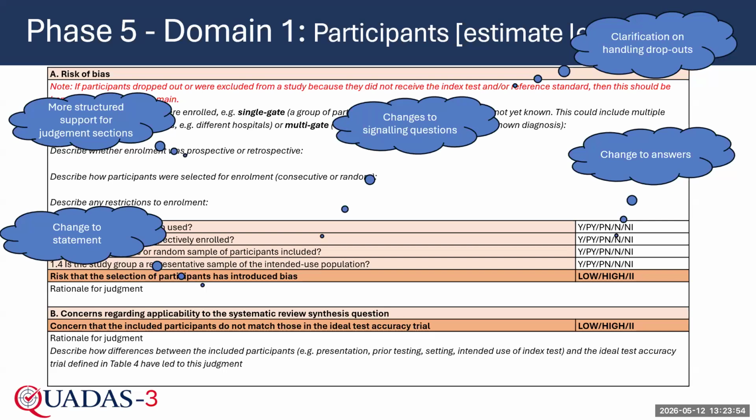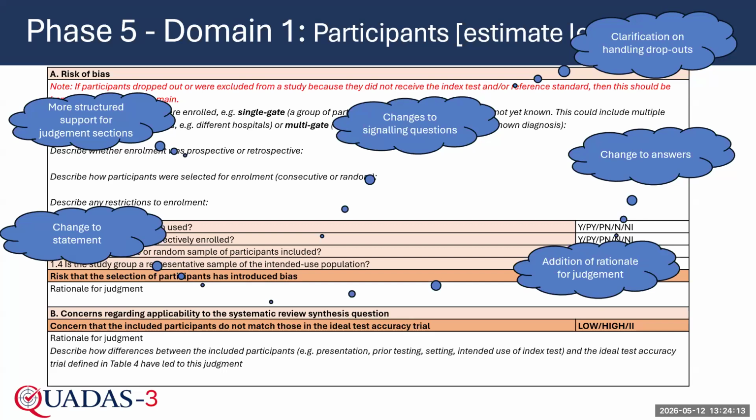We've changed the overall domain level rating to a statement. So it's the risk that the selection of participants has introduced bias. Before it was a question, and the answers didn't really make sense as a question, so it makes more sense as a statement. This is an important change. We've added a rationale for judgment, and that's a really helpful change, I think.